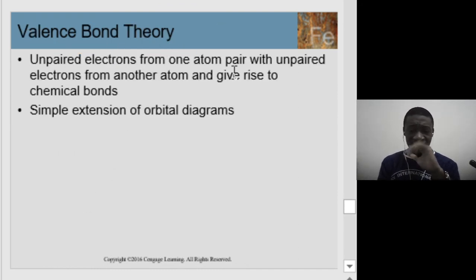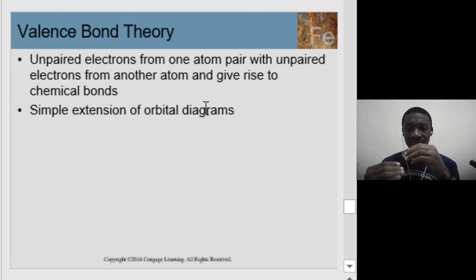So the valency bond theory is quite interesting, and it can get you worked up on what is going on, but just understand that there are some limitations to it, and we'll see the limitations. So unpaired electrons from one atom pair with unpaired electrons from another atom to give rise to chemical compounds. We know that electrons interact with electrons and then they form new compounds, and that's what chemistry is basically about.